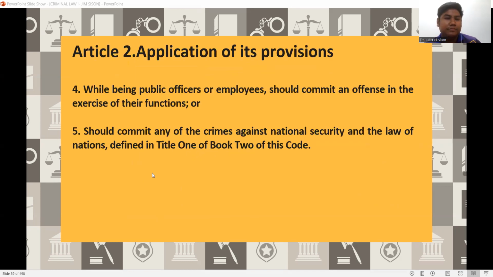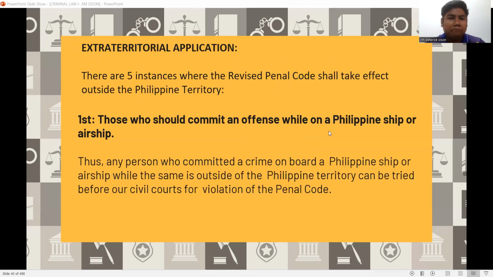Okay, that's number 2. And number 4, while being public officers, if you are an ambassador in another country, you are a Philippine ambassador, and then you commit an offense in the exercise of your functions, such as direct bribery, Philippine criminal law will have jurisdiction over you. And last number, if you commit a crime outside the Philippines that is against national security, like treason, and the law of nations, defined in Title 1 of Book 2 of this code, you can be held liable.